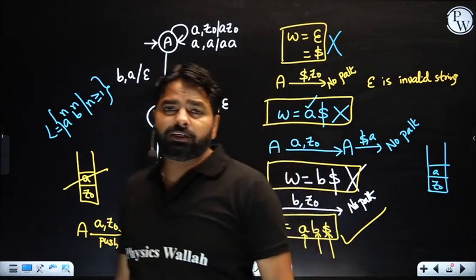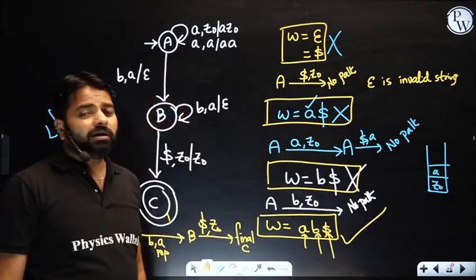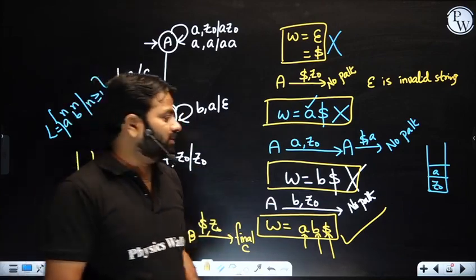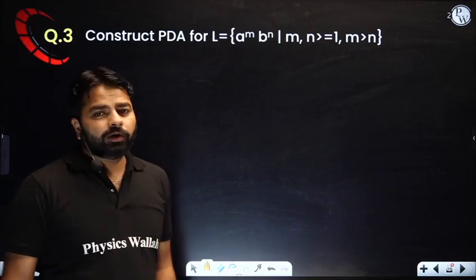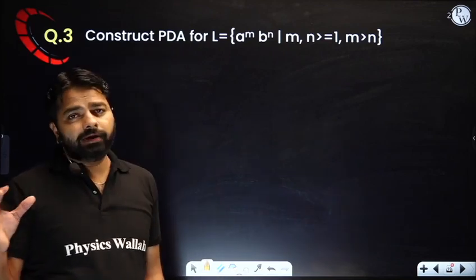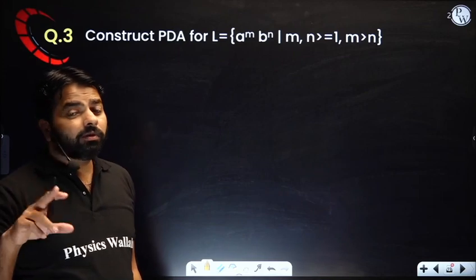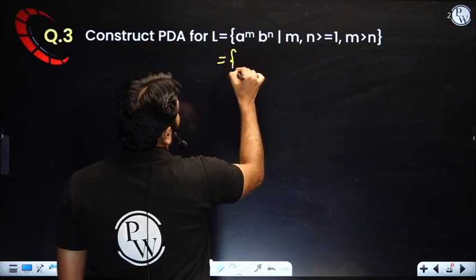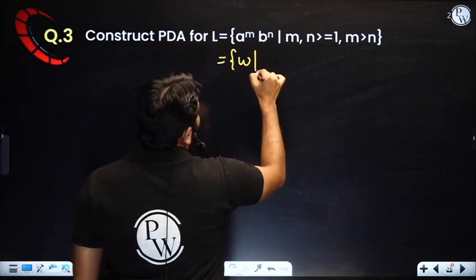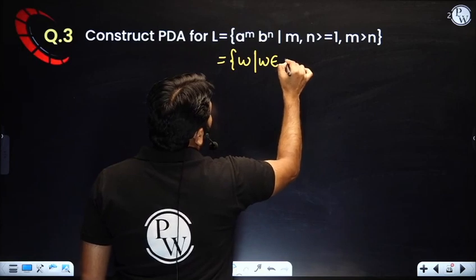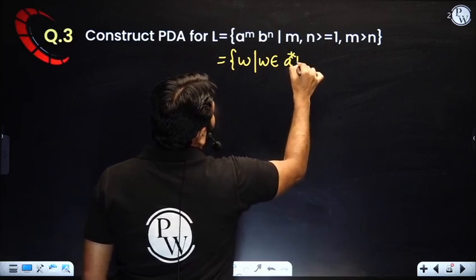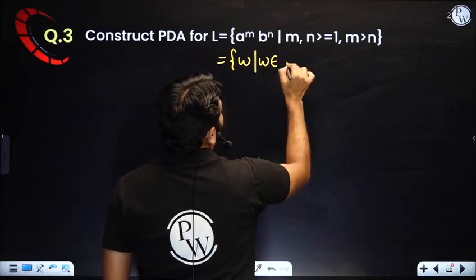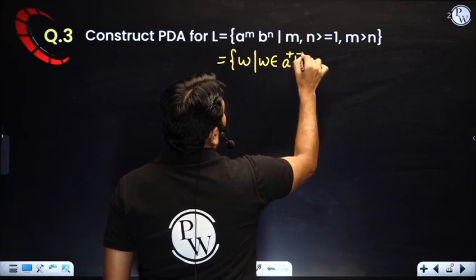I hope the first problem we spent enough time to understand. Now it's the time to design various PDAs for different languages. Now we are going to construct the pushdown automata for the language A's followed by B's where the number of A's is more than B's. This language can be represented in many other ways too, like W such that W belongs to A star B star strings. Of course, you want greater than or equal to one, right? So I can say A plus B plus. That would be the best option: at least one A followed by at least one B.